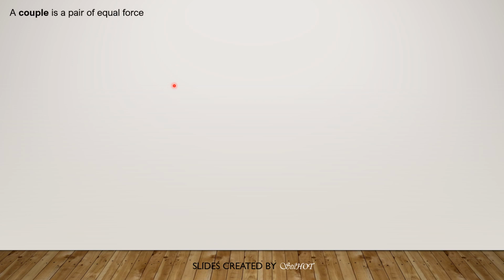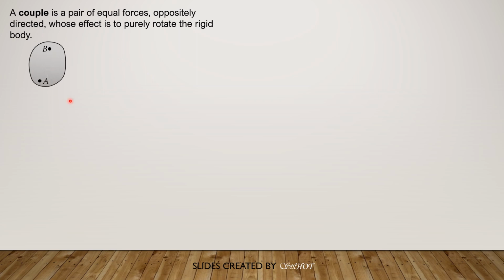So we define a couple as a pair of equal forces oppositely directed whose effect is to purely rotate the body, the rigid body. So for instance, this is the rigid body and we have a pair of forces which are equal and oppositely directed, but they are not collinear in action. So it will cause the body to rotate in the following sense, which is counterclockwise. The perpendicular distance, by the way, of the parallel forces is d. So that's the effect. It will continue as long as the forces are not removed.